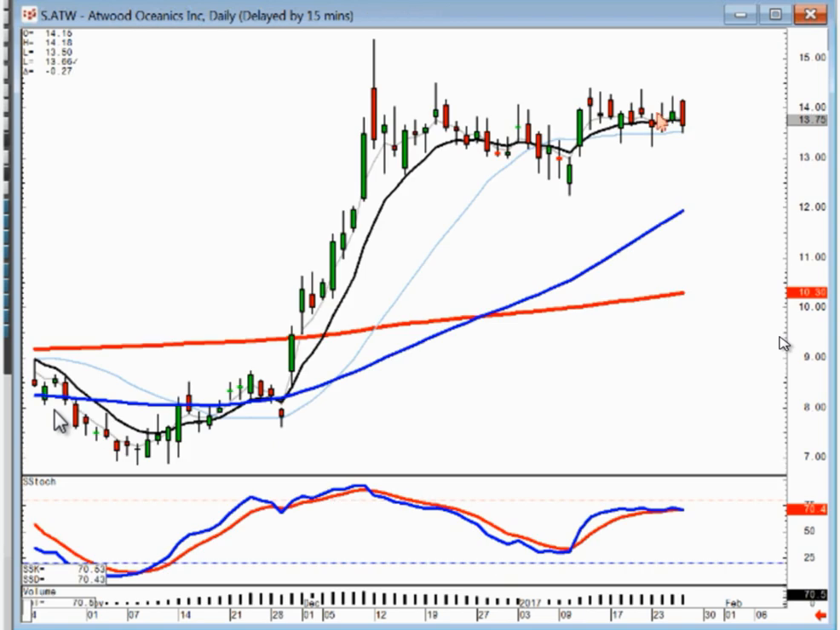Atwood, this one has nothing. It's had nothing. And today with it closing below the T line, if you were long, you should have been out of it. You can always buy it back at 1475, knowing that it's moving up away from the T line.